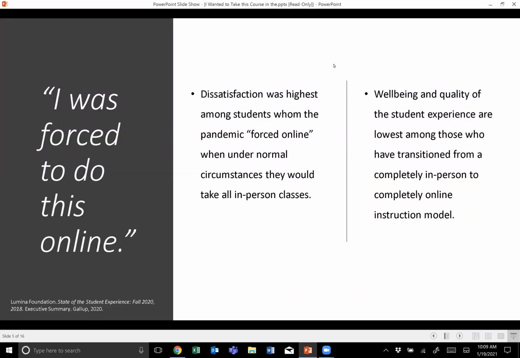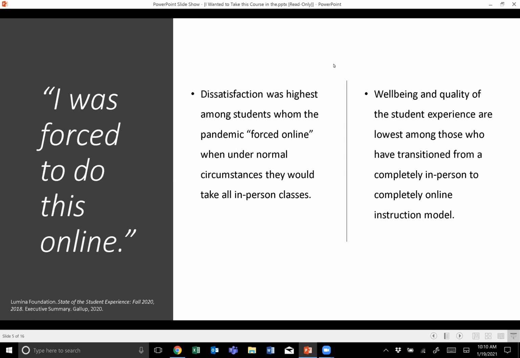The other key thing here is the word forced. This was against my will. I did not want to do this course online. And that just by itself, there are feelings about that, right? We know as educators that the way a student feels has a big impact on learning, their interest in the subject matter. And so this was a 2020 Lumina Foundation and Gallup partnered study.